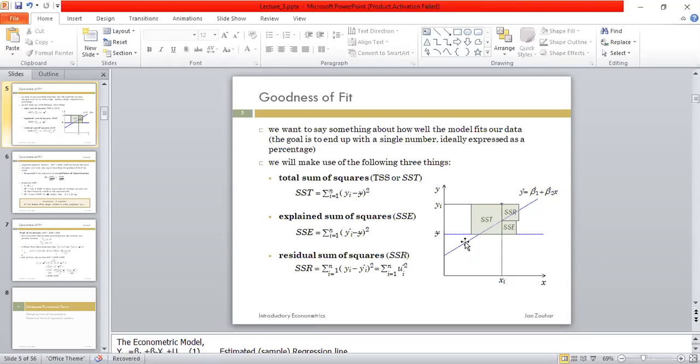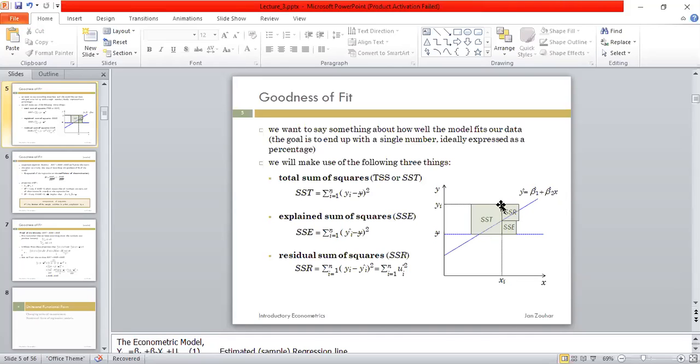Now you have drawn this estimated line. As x increases, y hat also increases. Remember, this is the estimated line, not the population regression line. Now think about it. Y bar is this value. As x increases, y hat also increases, so you have this estimated line.